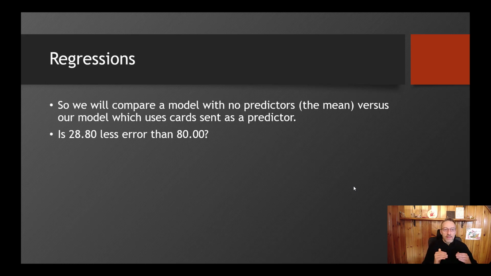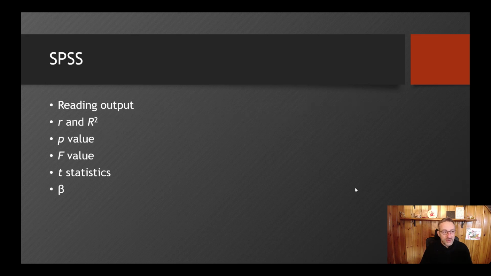So we're comparing a model with no predictors, got that sum of squares of 80, versus our model using cards as a predictor, and we got the sum of squares of 28.8. Okay, that's kind of the background for it, and we'll go more into that, but I'm going to show you some stuff in SPSS real quick.